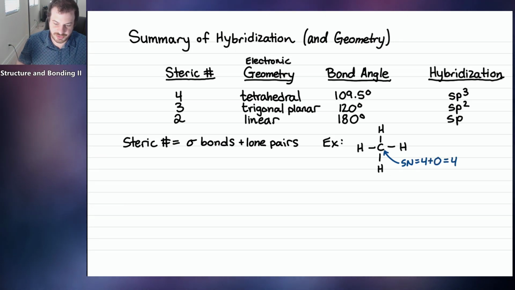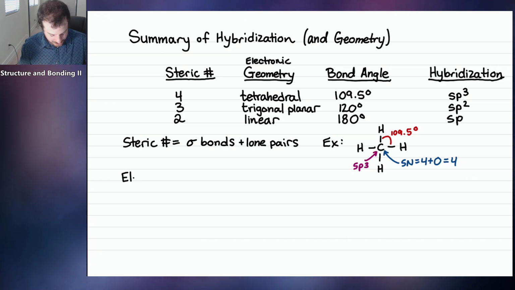So the steric number is equal to 4, which means that the electronic geometry, or shape, of our methane molecule is tetrahedral. The bond angle, which is the angle between these hydrogens, is 109.5 degrees. And we know that the carbon is sp3 hybridized. So really, we get a lot of information just by counting the number of bonds and lone pairs. Let's do a couple more examples and define a few more terms.